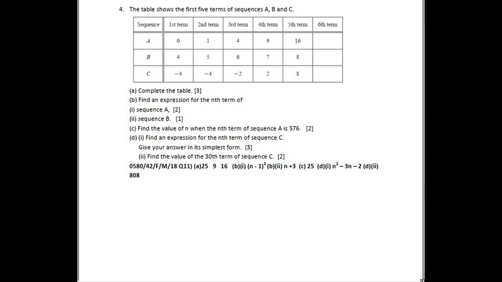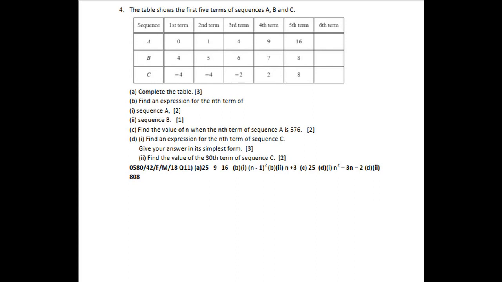Worksheet number 4C, page 18, question number 4. Okay, complete the table. So the first number is 0, then 1, 4, 9, 16. So the first number is 0 square. Then we have 1 square, then 2 square, 3 square, 4 square. So the sixth number will be 5 square, which is 25.